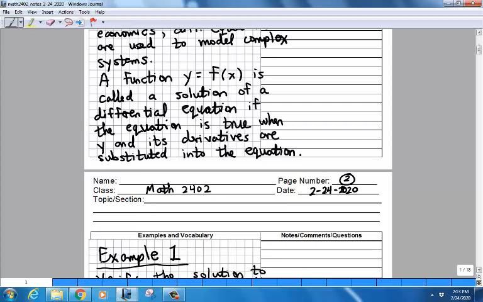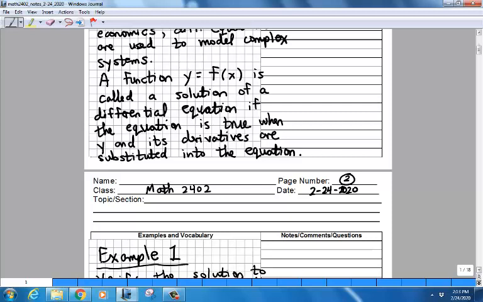Essentially, when you're solving equations, you're substituting something for the unknown in the equation that makes the equation true. Well, it's true in differential equations as well. You're substituting something for the unknown to make the equation true. But in this case, the unknown is not a number. The unknown is a function. So you're looking for the formula for that function, so that when you substitute that formula into the differential equation, the equation will come out being true.